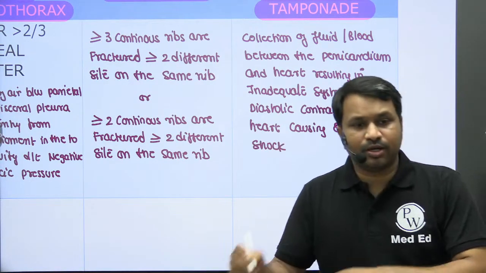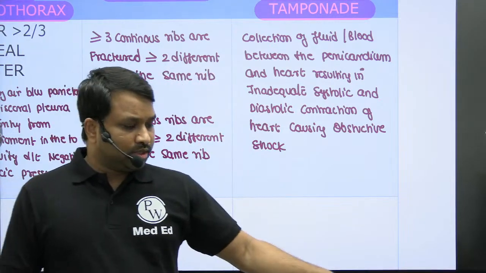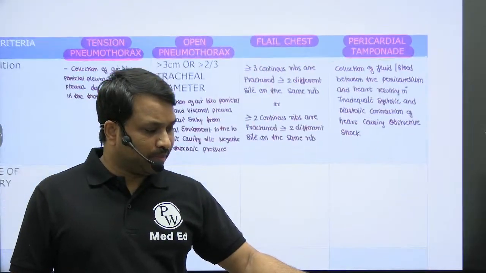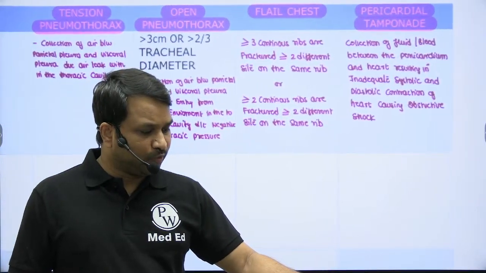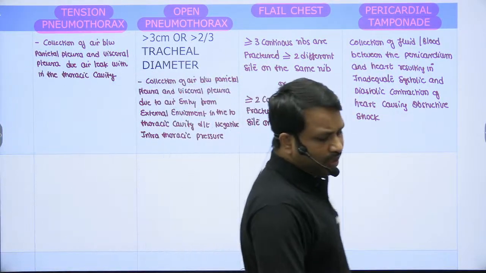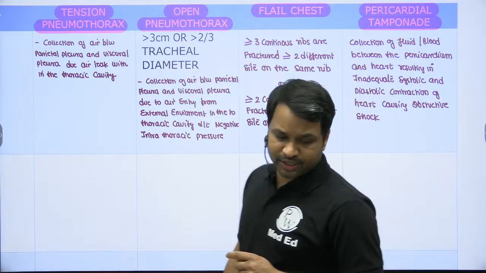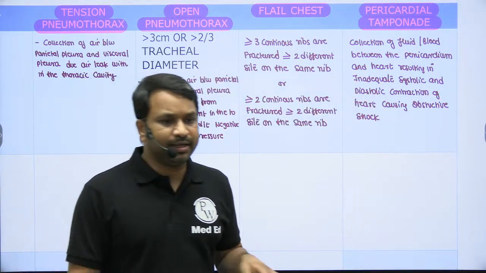It's a form of cardiogenic shock that will present to you. Okay? So this is your pericardial tamponade. So we have 4 standard definitions of all the 4 disorders that you have. You have the tension pneumothorax, we have the open pneumothorax, the flail chest, and the pericardial tamponade, right?